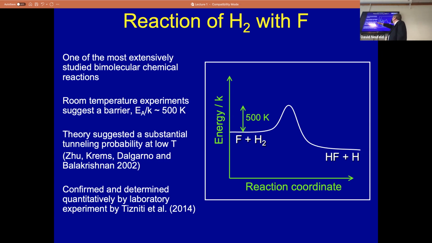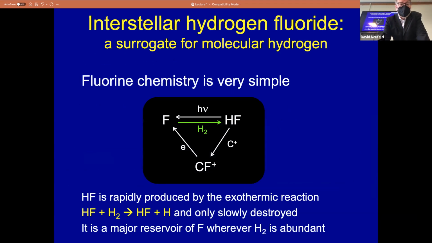And Alex and his collaborators basically analyzed this. Obviously, it depends quite sensitively on what you assume for the potential, and concluded that there was a substantial tunneling probability at low temperature. And this was then confirmed and determined quantitatively in the lab, where they could measure this reaction at temperatures as low as 27 Kelvin. So what this means then is that even at the temperature of one of these diffuse clouds, less than probably 80 Kelvin, fluorine can react with H2 to form HF.